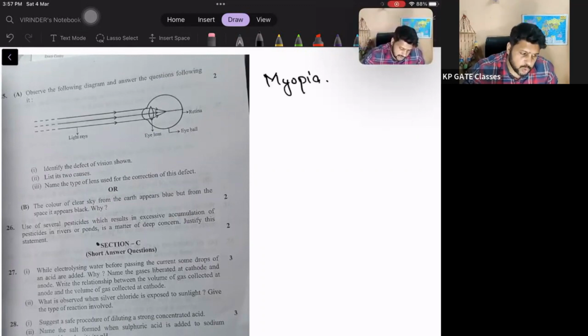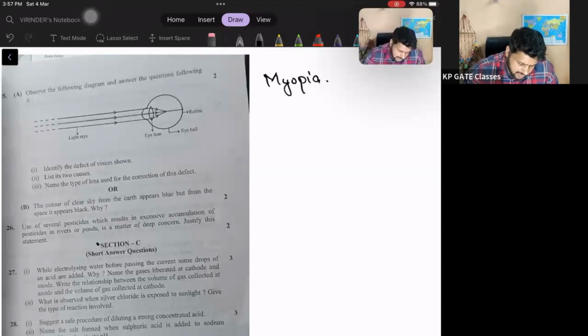List two causes. What happens in this case? The lens becomes thick, so it is converging more. That is one of the causes, and myopia is also inherited. Myopia usually gets developed when we are small, in our childhood only. So it is mostly genetically inherited also.